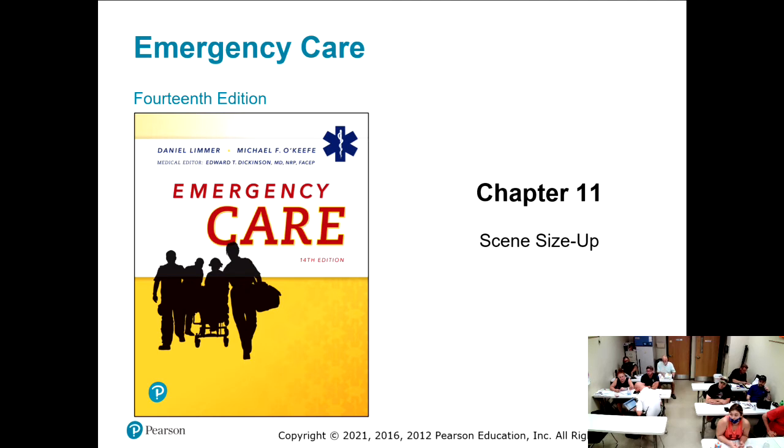But to start with, as you go to any scene, whether it's fire, as a fireman, a police officer, or EMT, scene size up is the very first thing we take care of. It's done in the truck even before you're on scene. You're sizing up the scene. You're looking for hazards. You're looking for dangers and red flags that say this scene is safe, this scene is not safe.